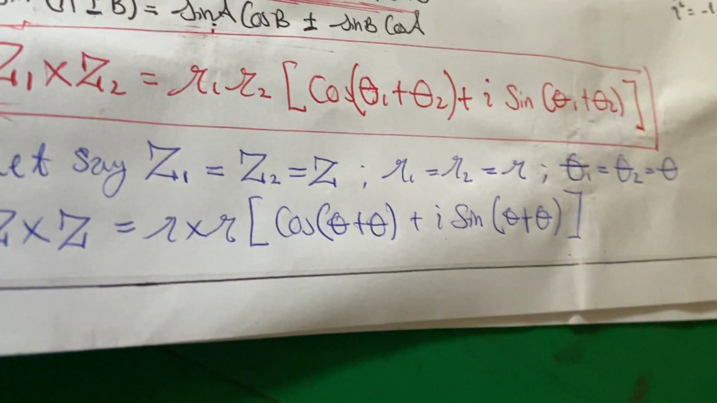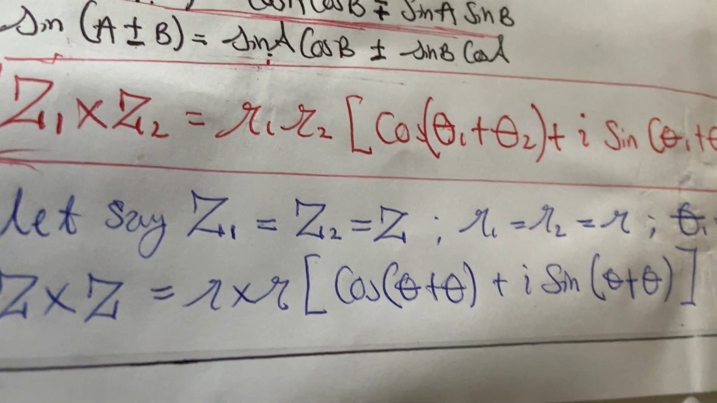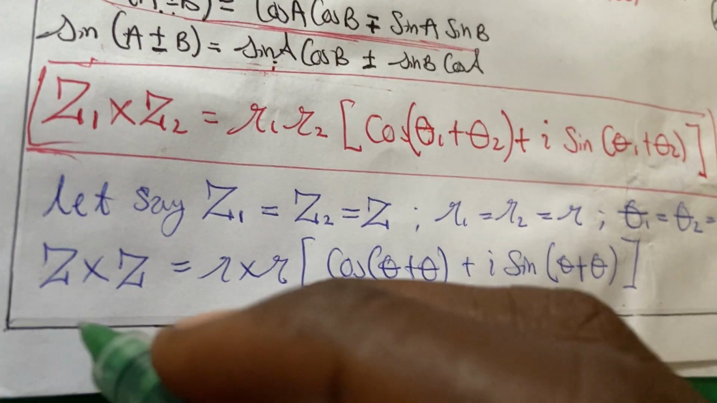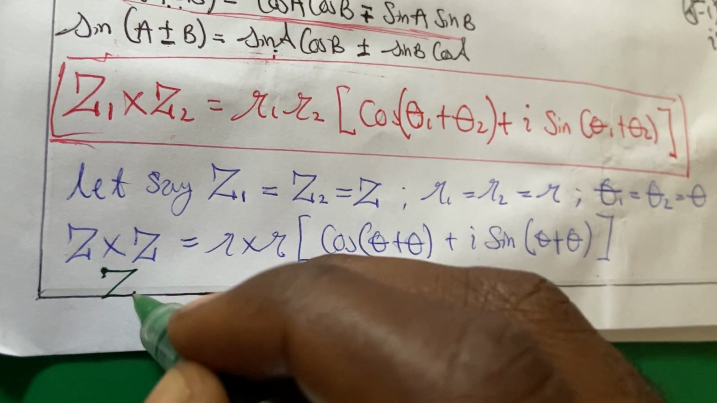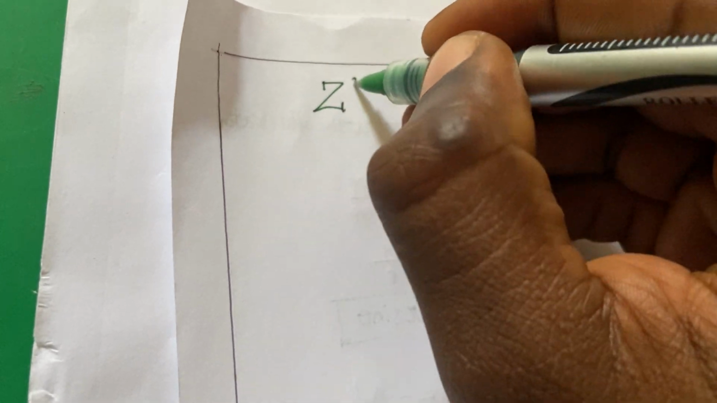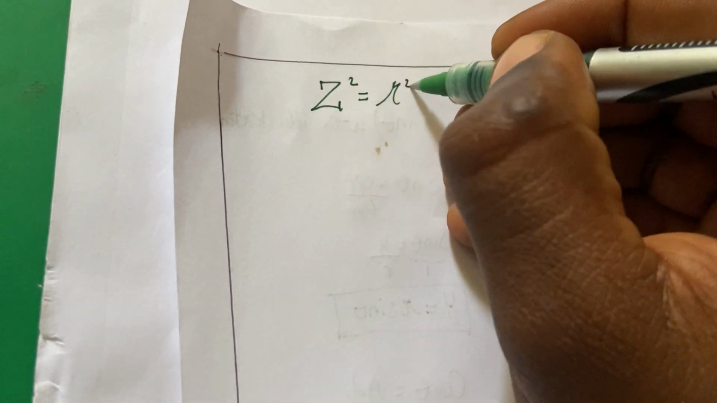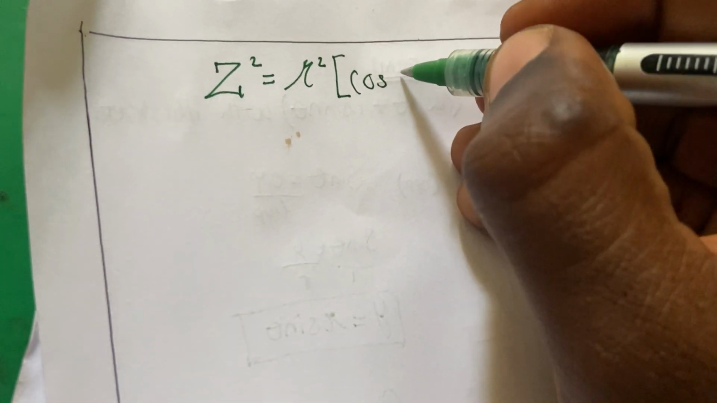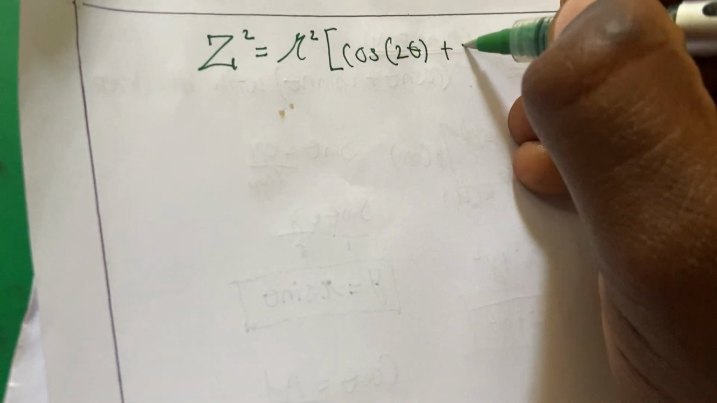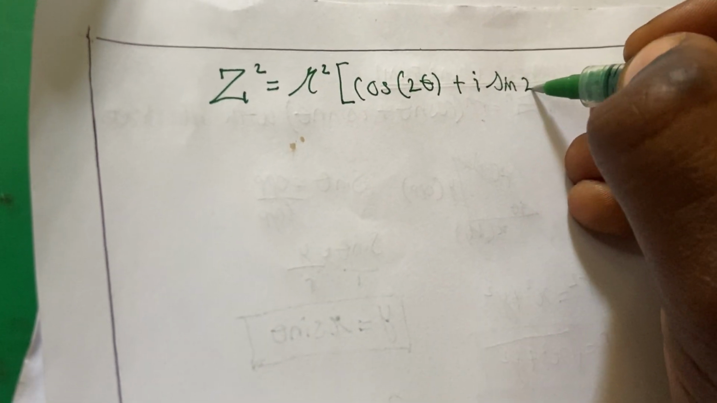If this permits me to write outside this margin, z times z will be z square. Okay, now let me just write it behind. z times z will be z square equals r times r, r square. What do we have again? Theta. Okay, so we're having cos 2 theta plus I sin 2 theta.